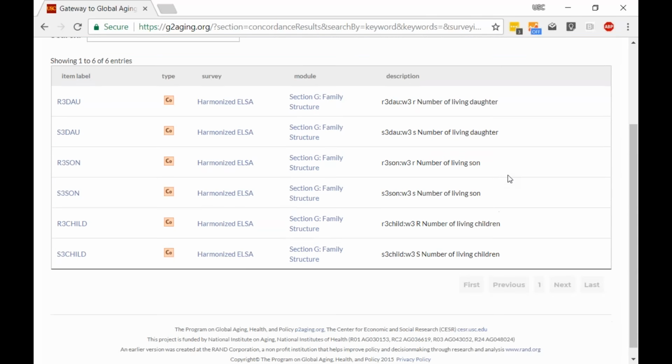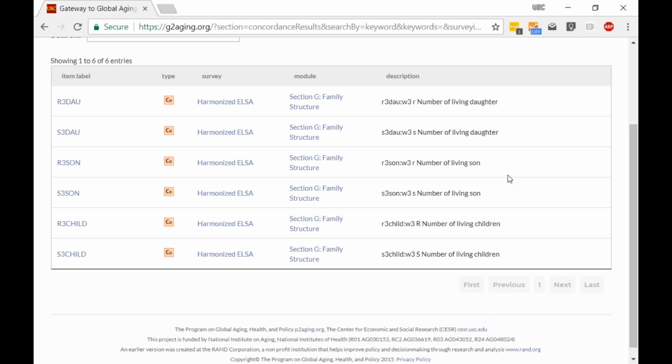What you can see is that immediately we get these variable names for the harmonized ELSA. And you can see some things about the harmonized data set right now. So because 2006 was wave 3 of ELSA, all of these variable names have the letter 3 as their second character. We have both respondent and spouse level variables, and we have number of living daughters, number of living sons, and number of living children. So immediately it's quite easy to find things by searching through it.